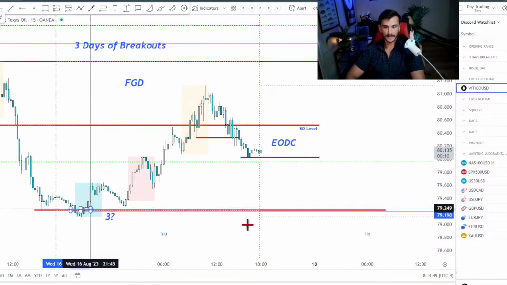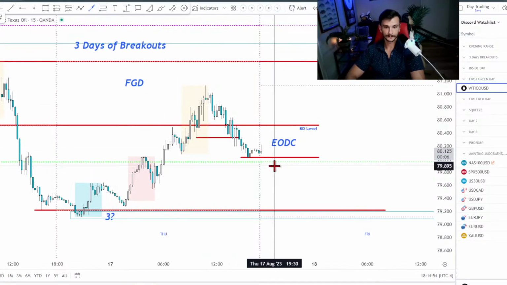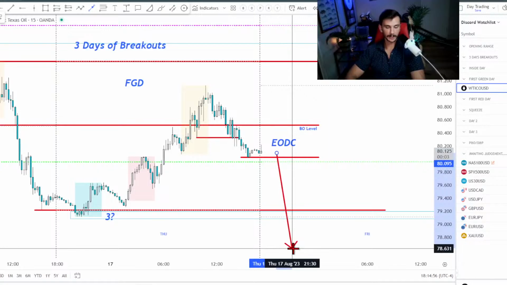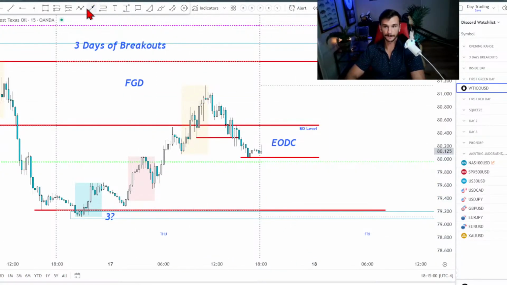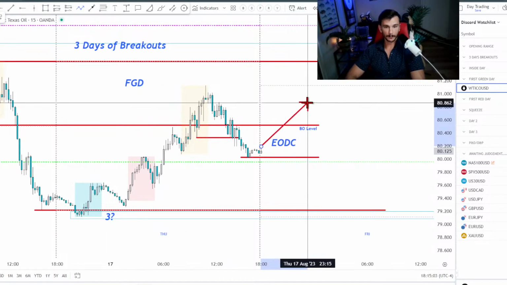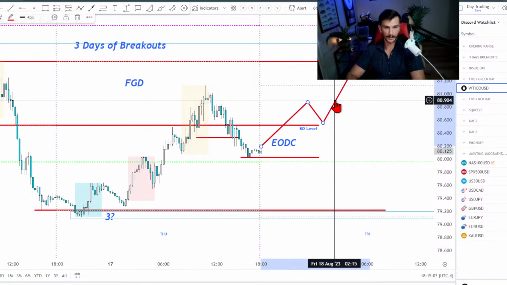EODC. So if I want to go long, they're either going to come back down here and retest. I would accept that. That would be okay. They're going to come down and make a lower low. That would invalidate the trade setup altogether, and I would no longer want to trade this pair. Or they will break out immediately, pull back, and then continue. Those are the only 3 options that I'm looking for after a first green day.